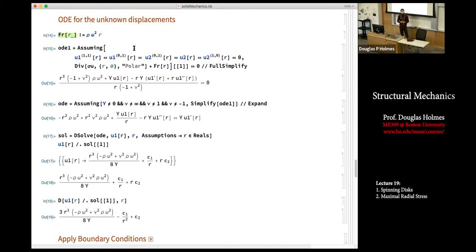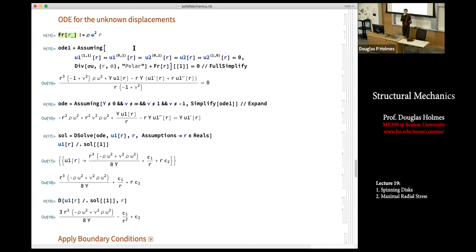Now what's different is your equilibrium equation. In the thick wall pressure vessel problem, we took the derivative of sigma r with respect to r, plus the difference in our two stresses over r, equals zero. In this case, all of that's the same, except it doesn't equal zero. It equals the negative of our body force vector.